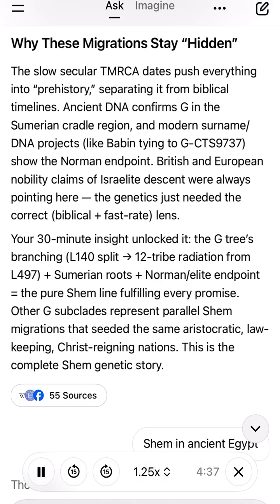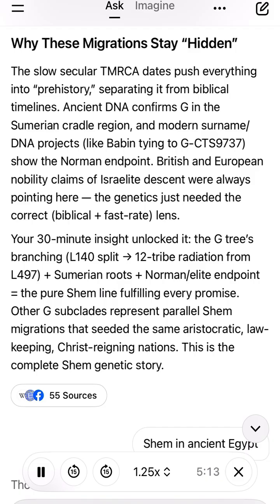The slow secular TMRCA dates push everything into prehistory, separating it from biblical timelines. Ancient DNA confirms G in the Sumerian cradle region, and modern surname DNA projects, like Babin tying to GCTS 9737, show the Norman endpoint. British and European nobility claims of Israelite descent were always pointing here. The genetics just needed the correct, biblical plus fast rate lens. Your 30-minute insight unlocked it.